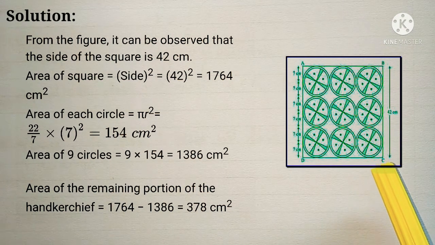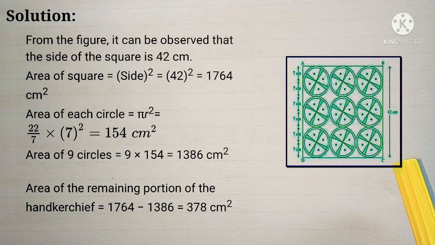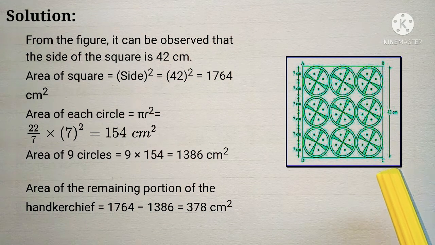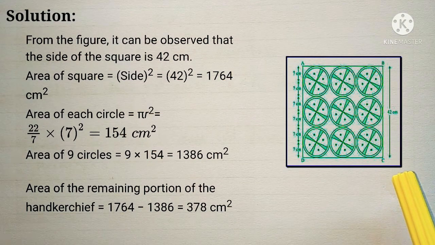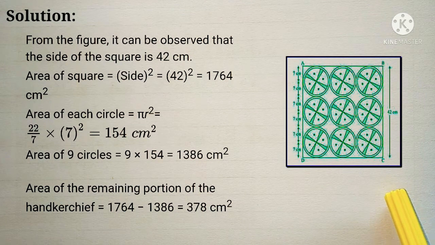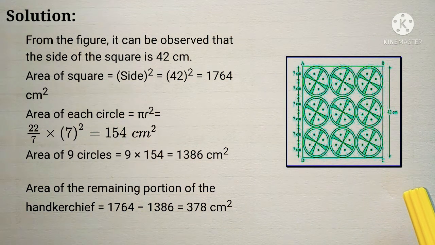And finally, our conclusion: we have to subtract this area of the 9 circles from the area of the square. So we write finally: area of the remaining portion of the handkerchief is how much? Area of square is 1764, minus we have to subtract 1386, and finally we get the answer, how much? 378 centimeter square. Is it clear? Okay.